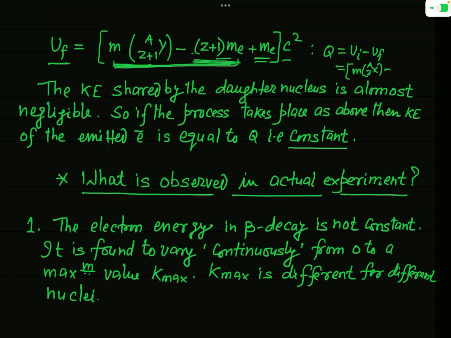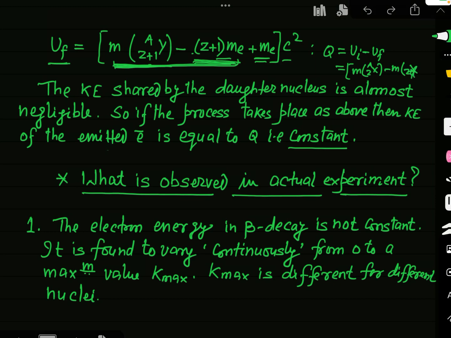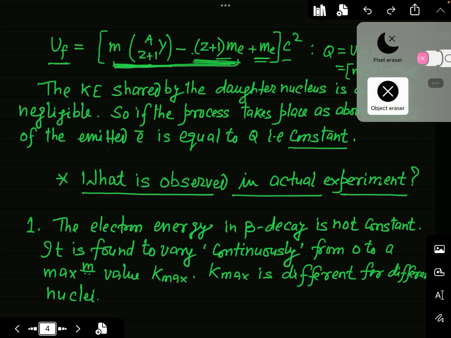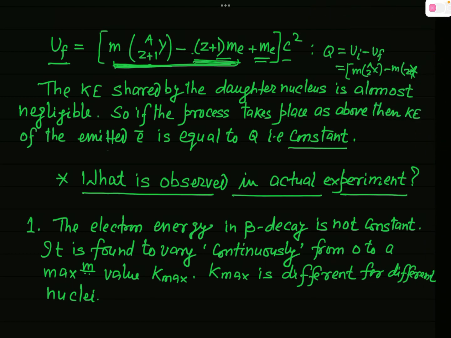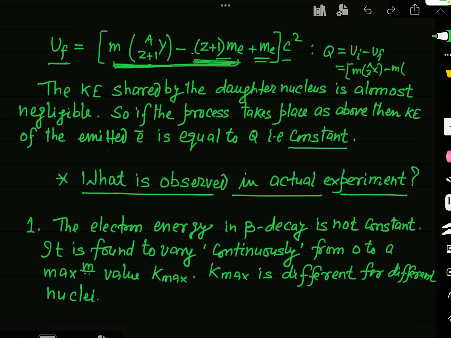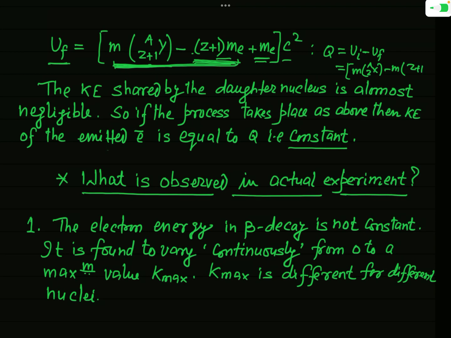Zxa minus m of Z plus 1, sorry, this is Z plus 1, not Z. This will be Z plus 1 times c square. This is actually the Q value of this process.